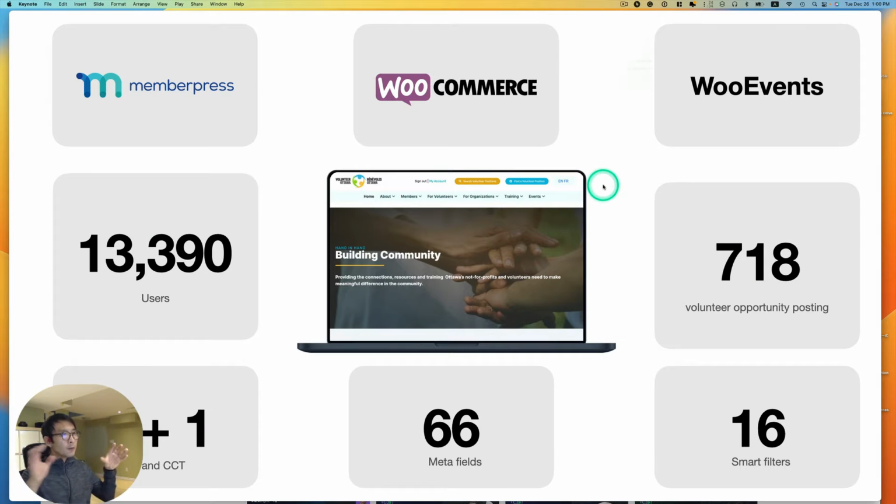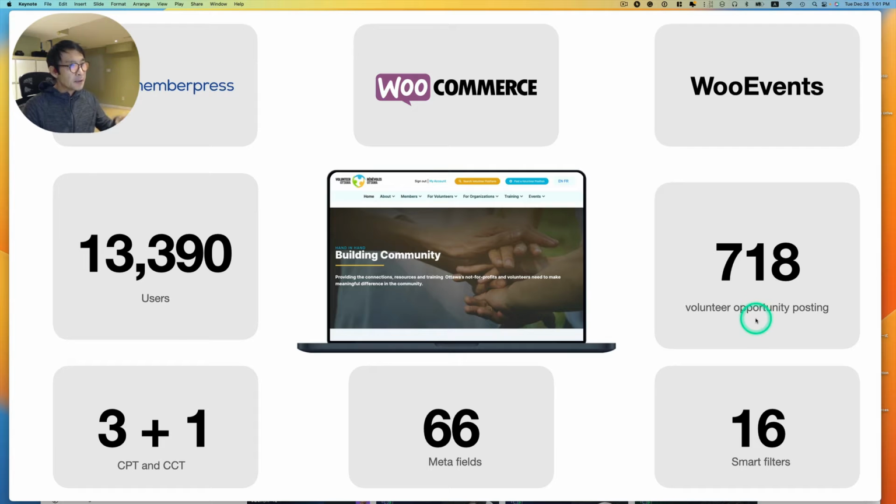So this is a quick overview of my volunteer management system. I use Crocoblock plugins to create this website. It's a really complicated website. As you can see, I got MemberPress for membership functionality, and WooCommerce because my clients are selling events, and I got Woo Events and lots of plugins. Now I think we have over 15,000 users, and about 1,000 volunteer opportunity postings. So this slide is a bit old.